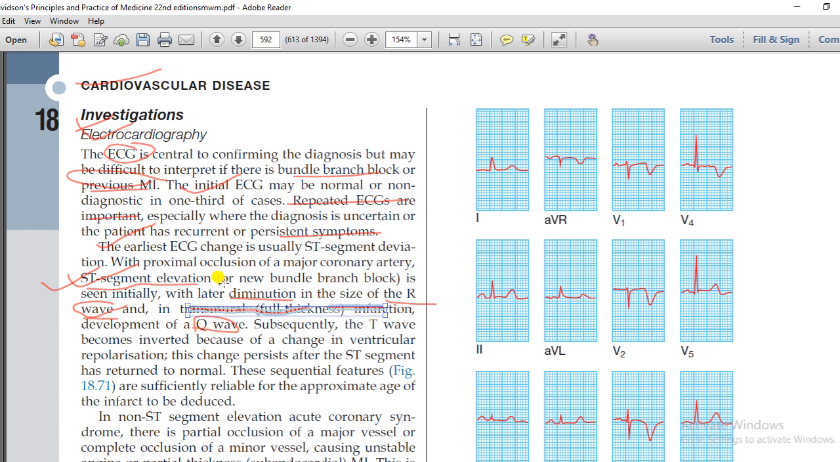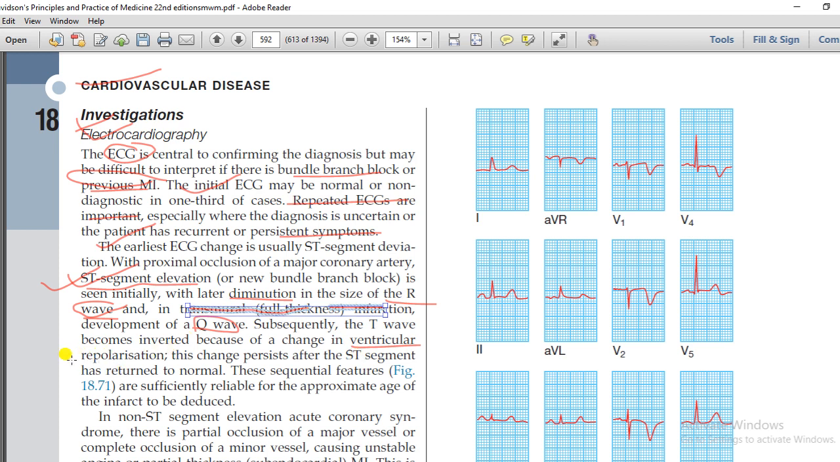Subsequently the T wave becomes inverted because of the change in ventricular repolarization. The T wave might become inverted when there is a change in ventricular repolarization.